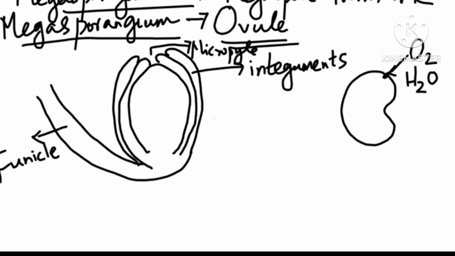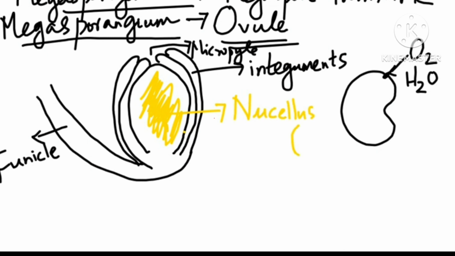Now, there is a tissue here. Like sporogenous tissue is found inside the microsporangium, in the megasporangium there is a tissue. What is this tissue called as? It is also diploid. It starts with N. What is it? Nucellus. Yes, it's called as nucellus. And it will be diploid.